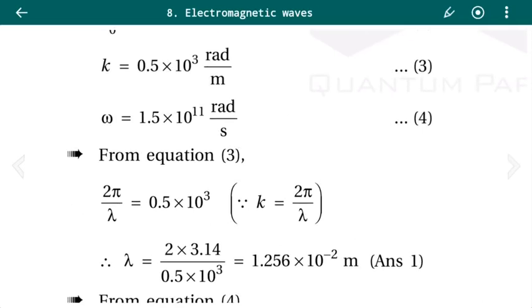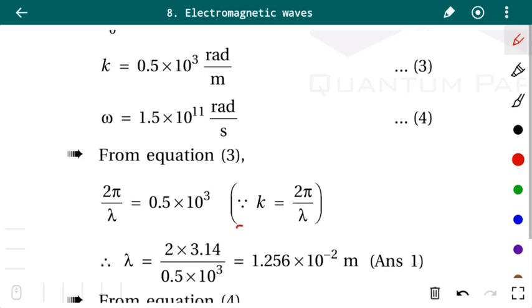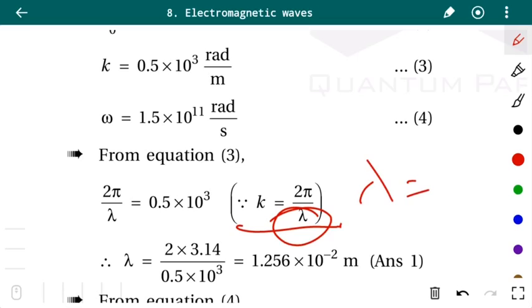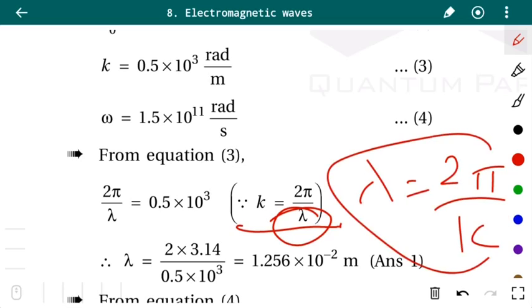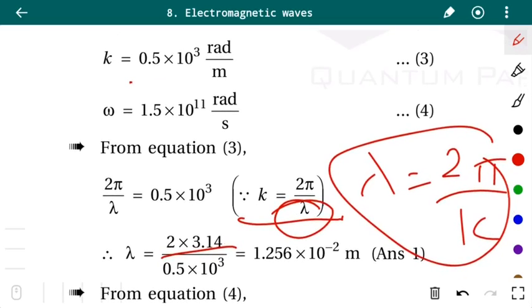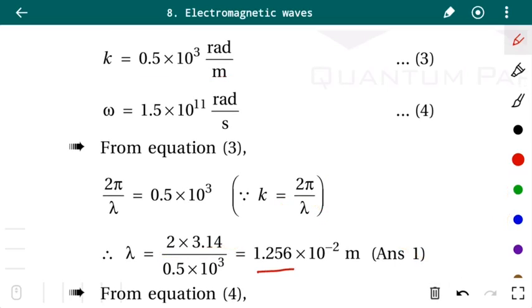From this, we need to find the wavelength. We can use the equation of wave vector, that is k equals 2 pi upon lambda. Taking lambda as the subject, we get lambda equals 2 pi by k. Using this formula, we get 2 into 3.14 upon k, that is given as 0.5 into 10 raised to 3. When we solve this, we get 1.256 into 10 raised to minus 2 meter.